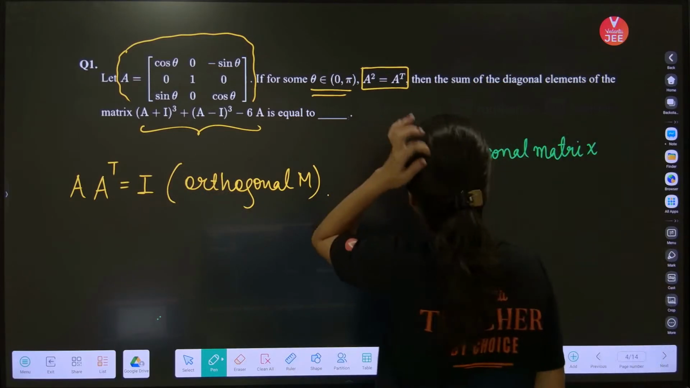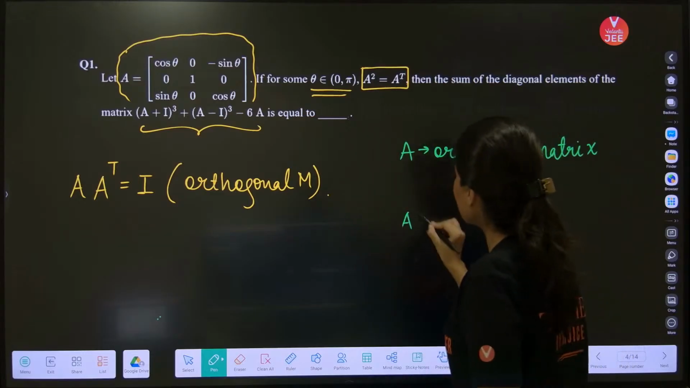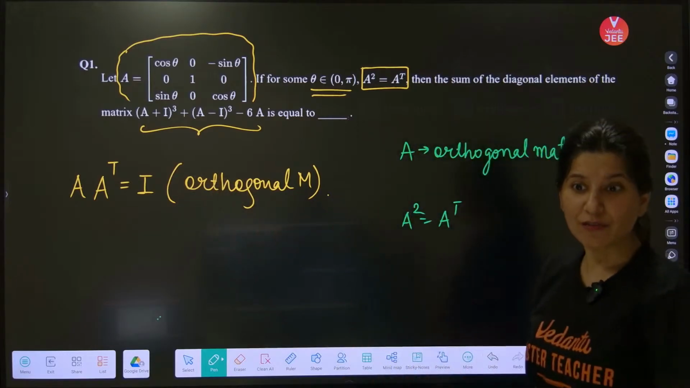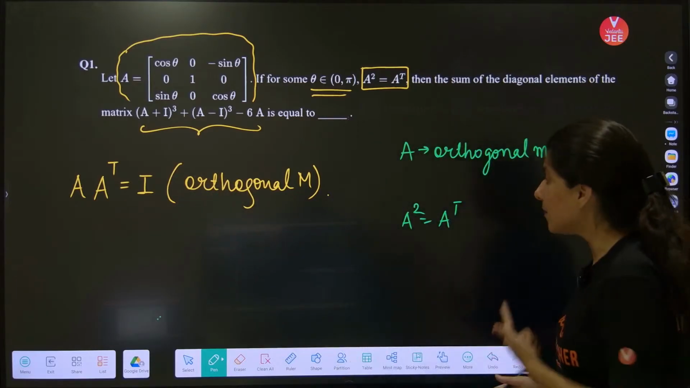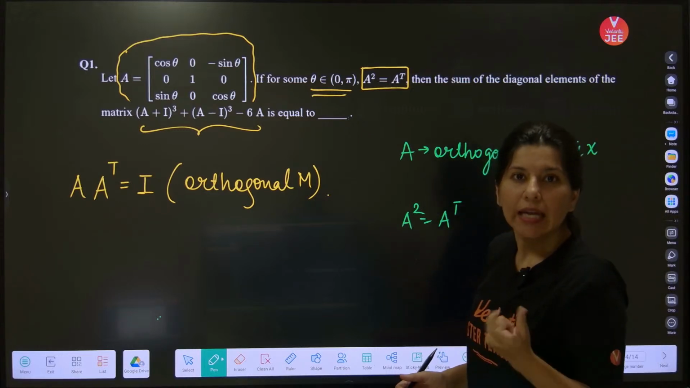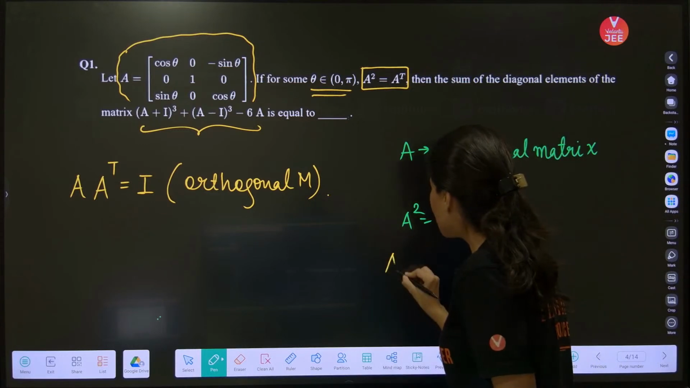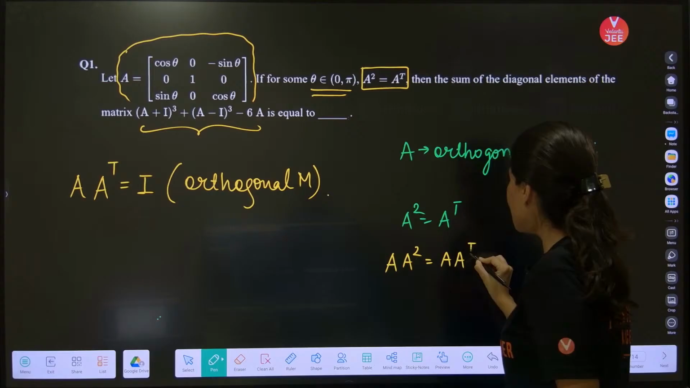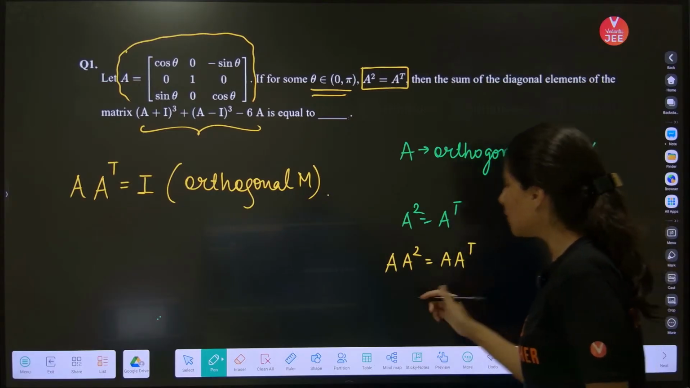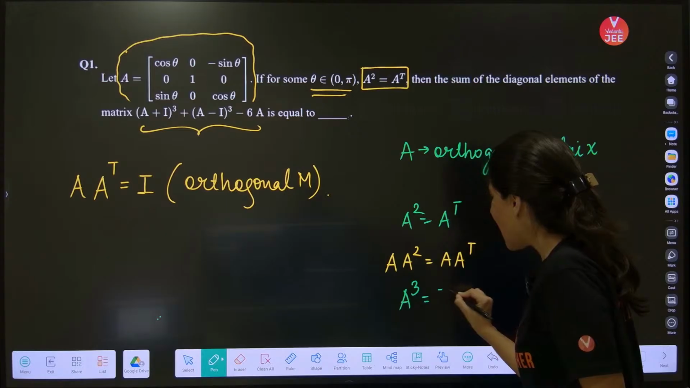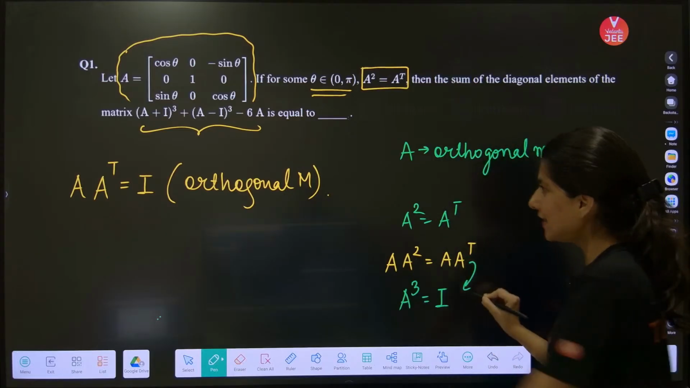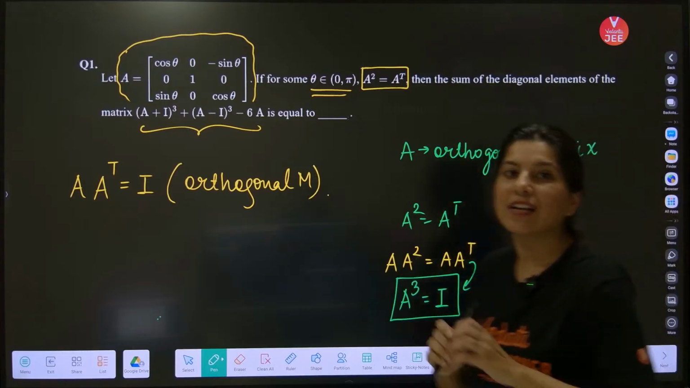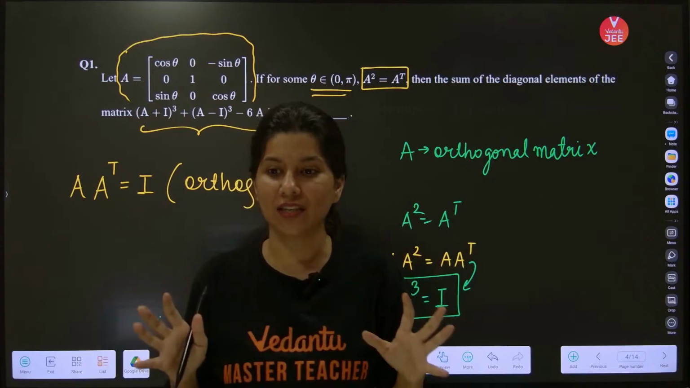Now let's use this. A square equals A transpose. I'm going to use the condition of the orthogonal matrix by pre-multiplying the A matrix on both sides. So it gives A into A square equals A into A transpose. A into A transpose is the identity matrix. So A cube equals I. This particular condition will resolve everything.